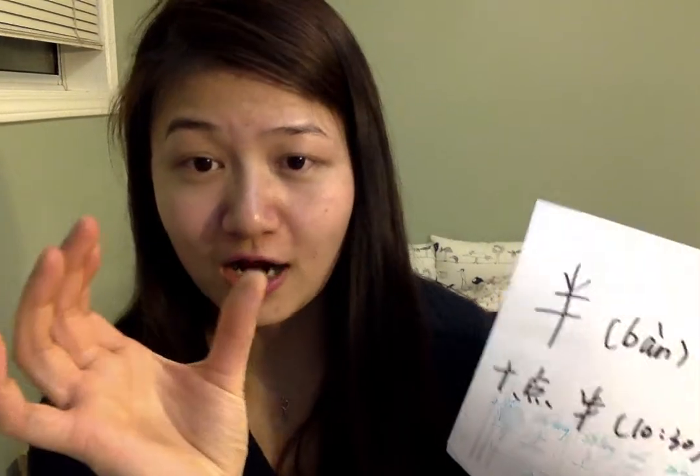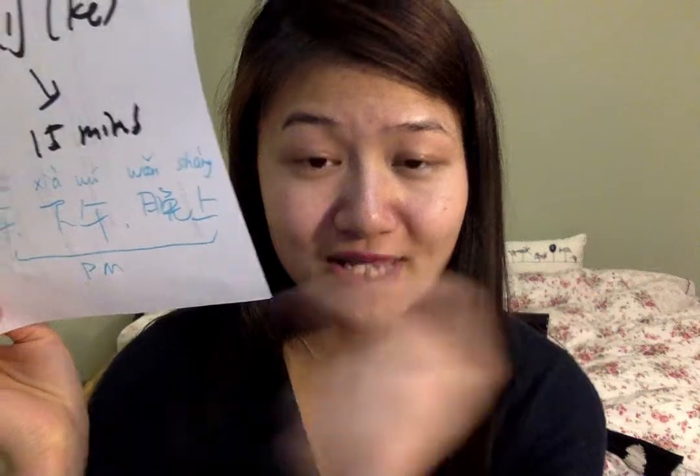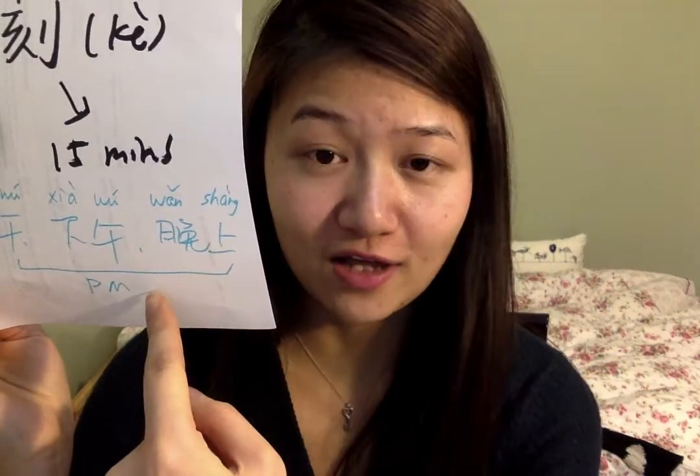中文, right? 中国, so the same thing. 中 means middle. So 中午, 12点 is 中午. And then here, 下午. So 下午 means afternoon. And then this one is 晚上 means evening and night.